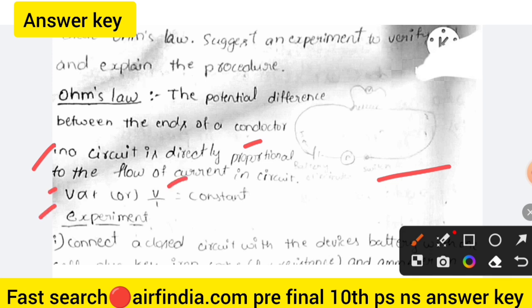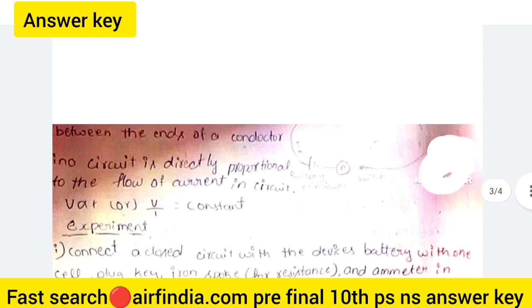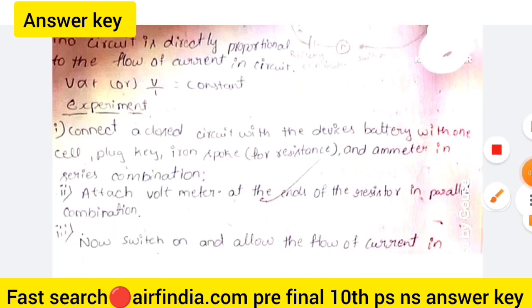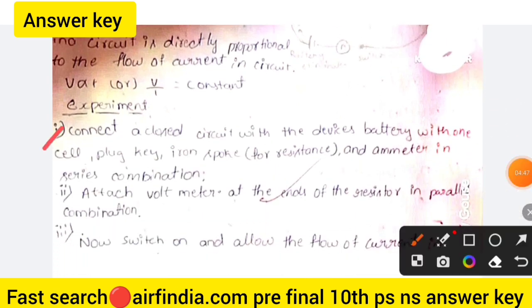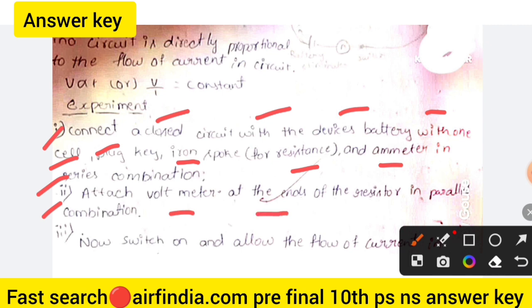Okay, so V is proportional to I, with a constant. So here is the experiment, there is the answer. First, connect a closed circuit with a battery with one cell, plug key, iron wire for resistance and ammeter in series combination, and attach the voltmeter at the ends of the resistor in parallel combination.